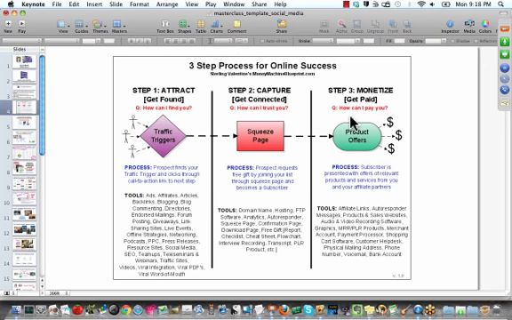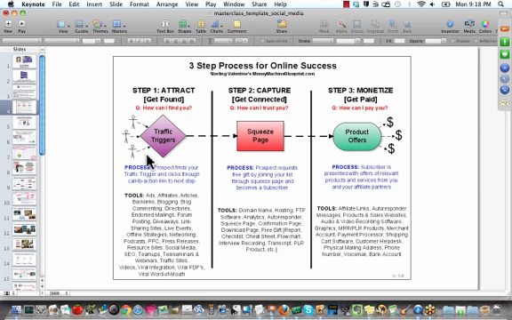Attraction, capture, and monetization. We're going to talk about how social media plays into this. So let's go over these briefly. Attraction is the first step. People are out here in the jungle, out there in the environment, and they don't know anything about you. So first they have to find you. You have to get found. How do I find out about you?